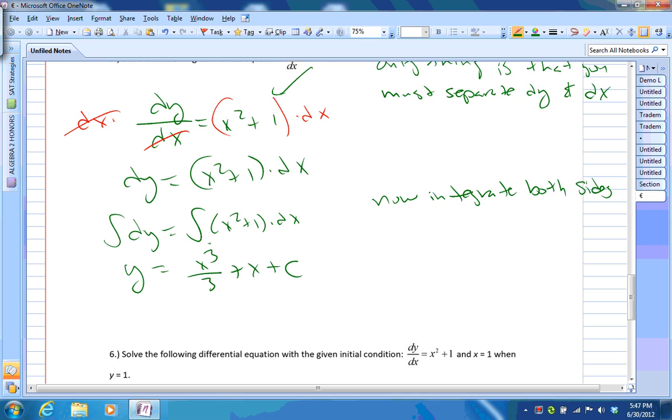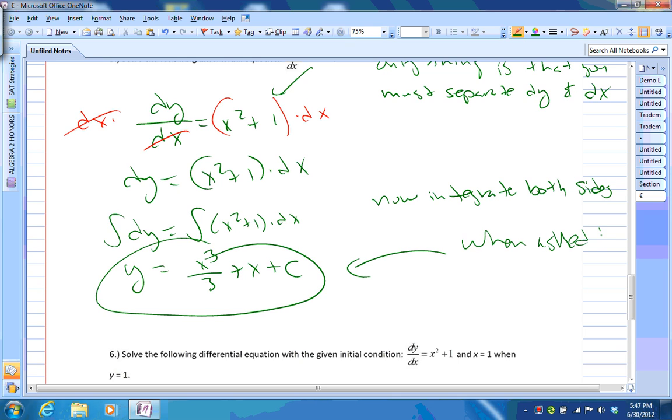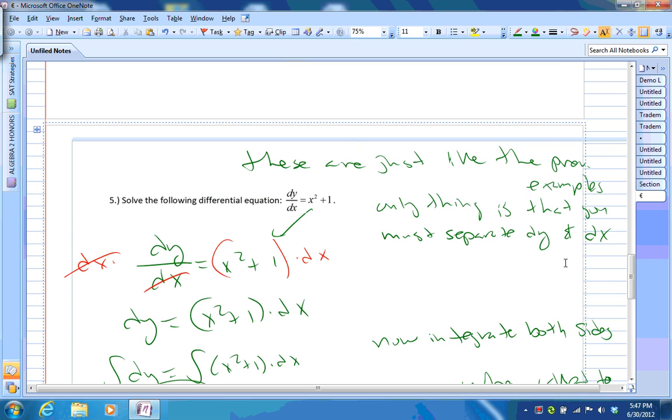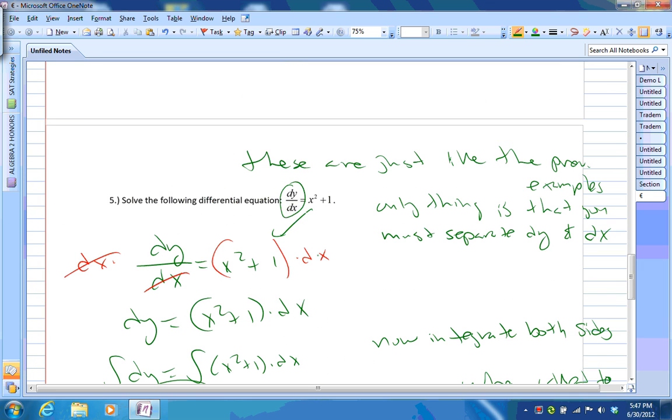Because when asked to solve a differential equation, you must get y all by itself. And so we see here, we had dy over dx, so we multiply by dx, get rid of that. To get rid of the dy, we had to integrate it. And then we got y by itself.